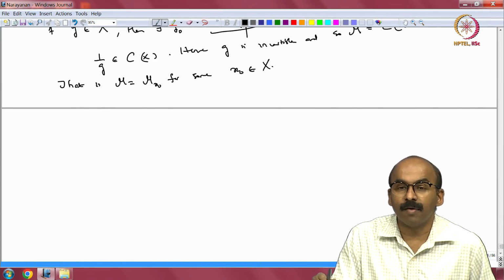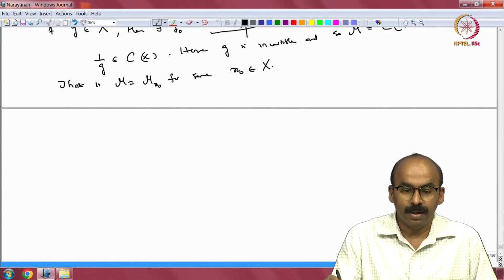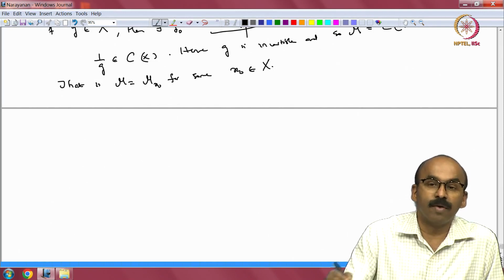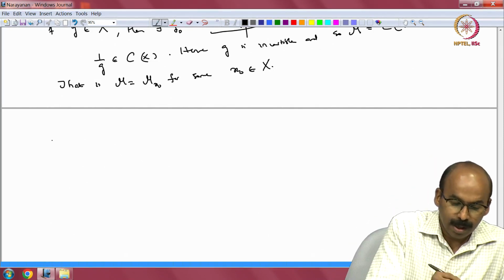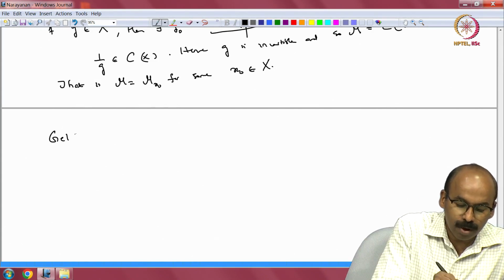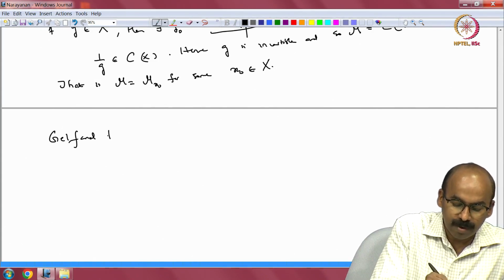We will also look at L1 of R and L1 of Z later, and see what the multiplicative linear functionals there are, things like that. But for the time being, let us move on. So, Gelfand transform.